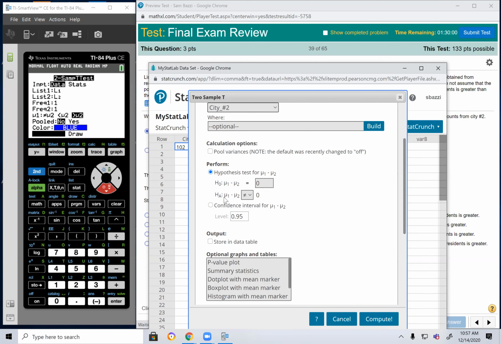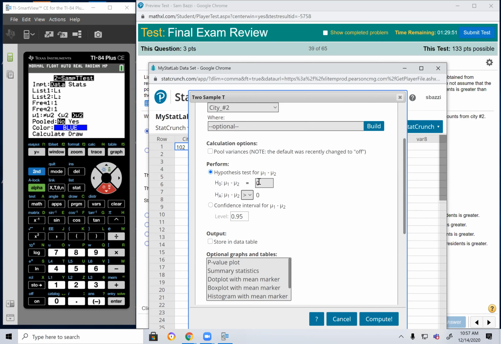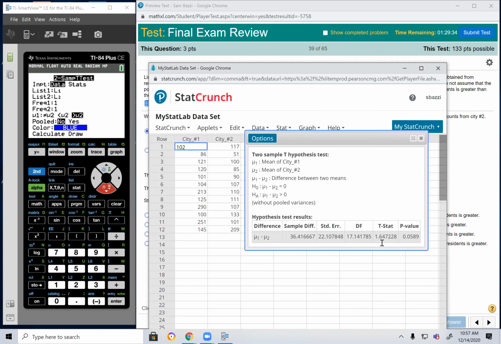Okay. We're testing if mu1 is bigger than mu2. This one, don't touch this one. And the mu1 minus mu2 equals 0, guys, means mu1 equals mu2. As I told you, some books don't put the less than or equal, greater than or equal. They summarize it with an equal sign. So you don't touch this one. Just change this one to greater than. And compute. And here you go. Test statistic is 1.647 and p-value 0.0589. And you just input the values.